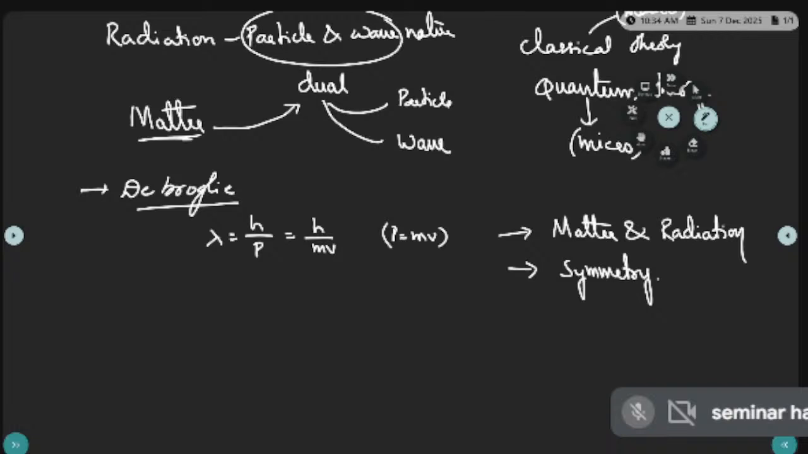With that energy, matter is going to survive, okay? Yes or no? Right. But we also know that radiation has got what nature? Radiation ki nature undi? Wave nature. Ante? Dual nature. Radiation has dual nature. Right.